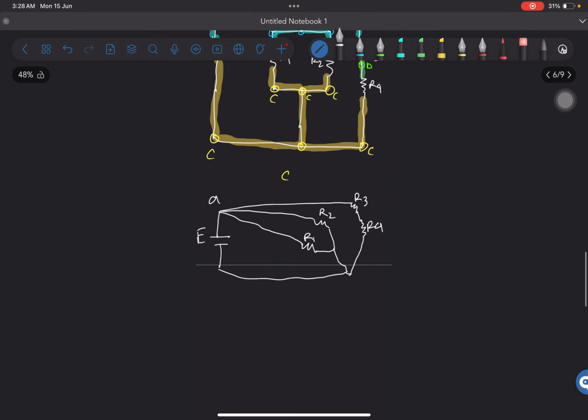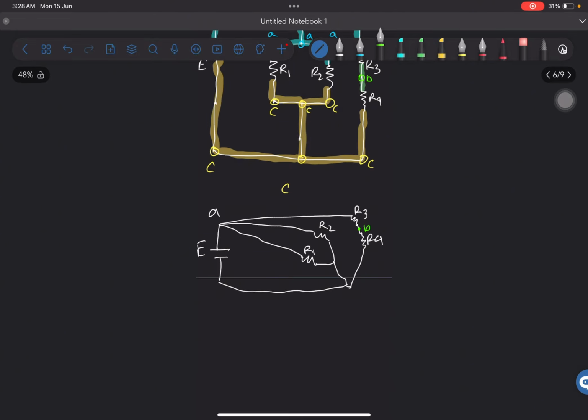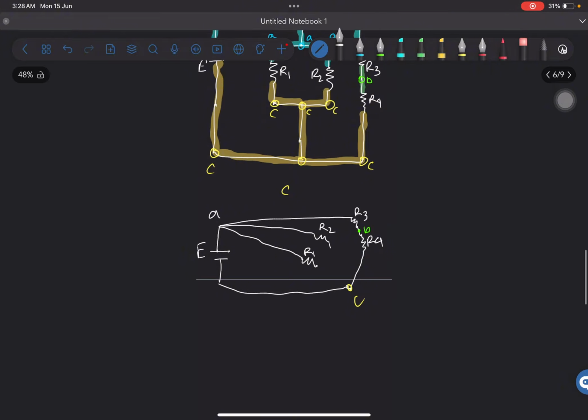And this, you could say, is the redrawing of this, where this is A, and then over here we have B, and then this junction point is C. I could also draw it something like this. If I just make the wires bigger, it's also the same thing, right?